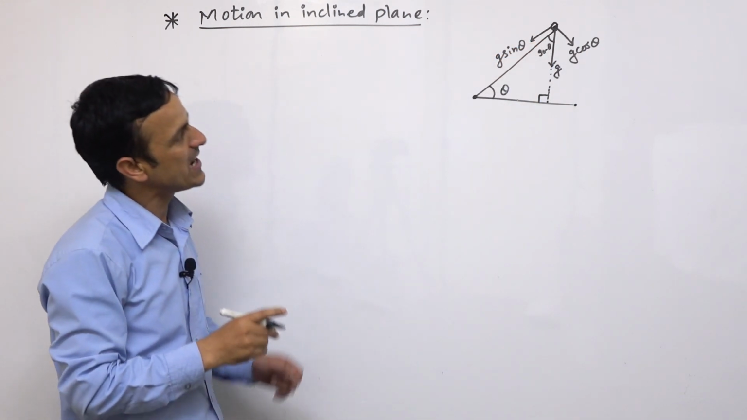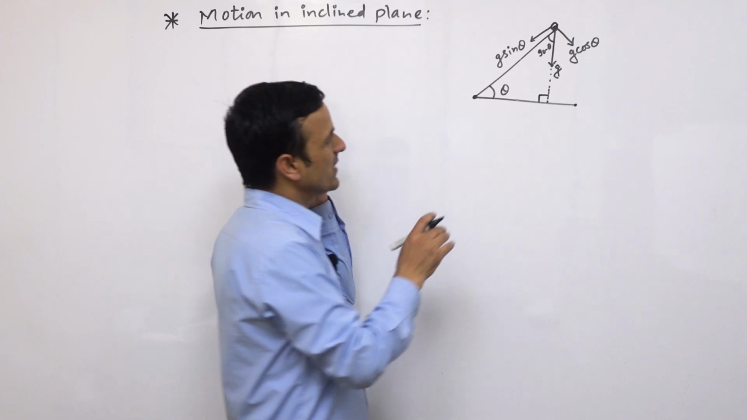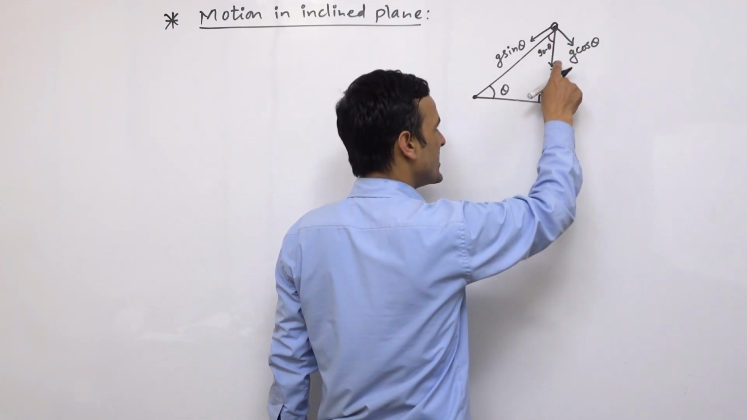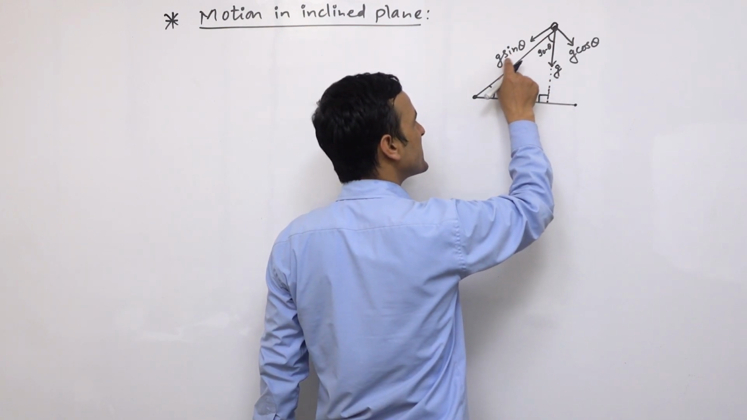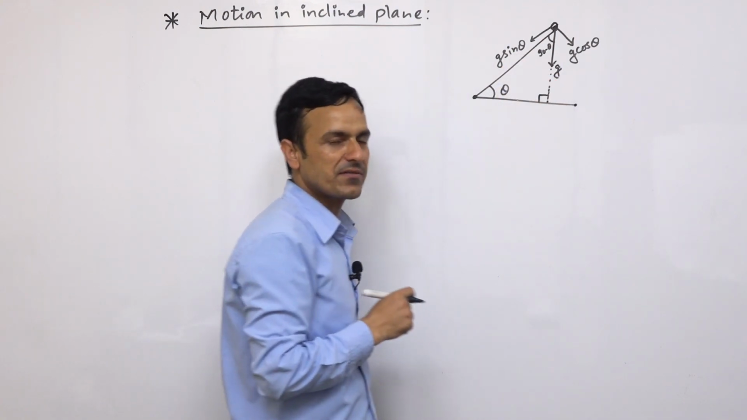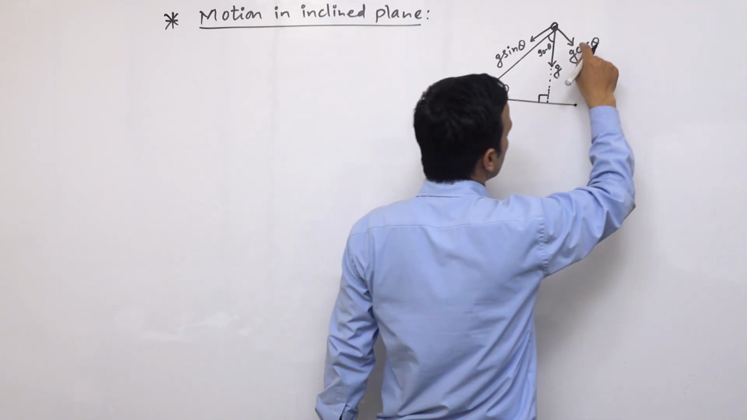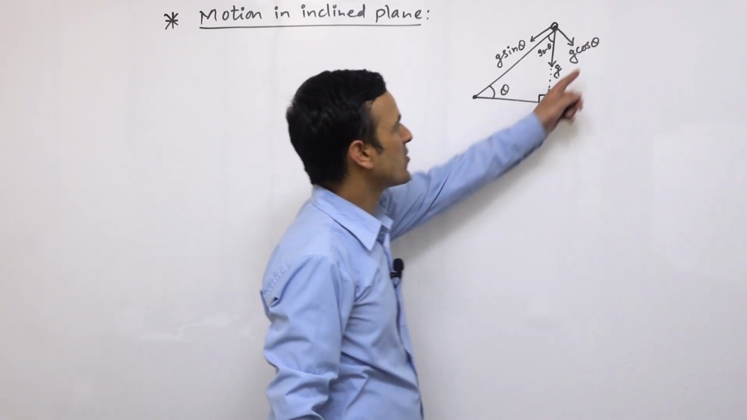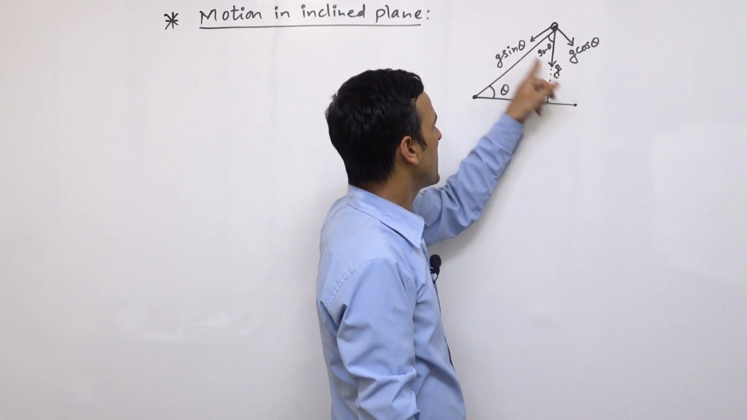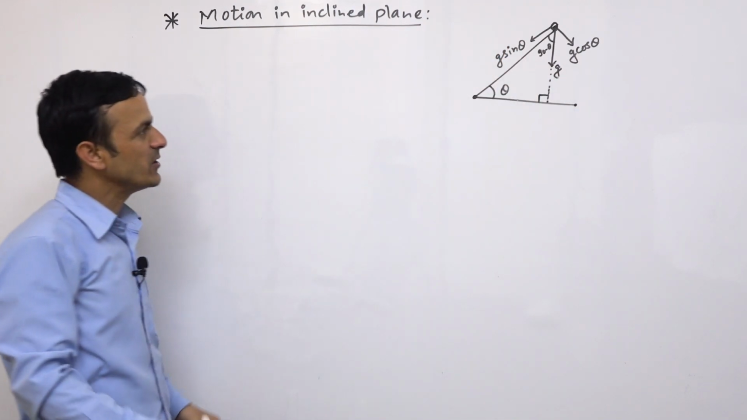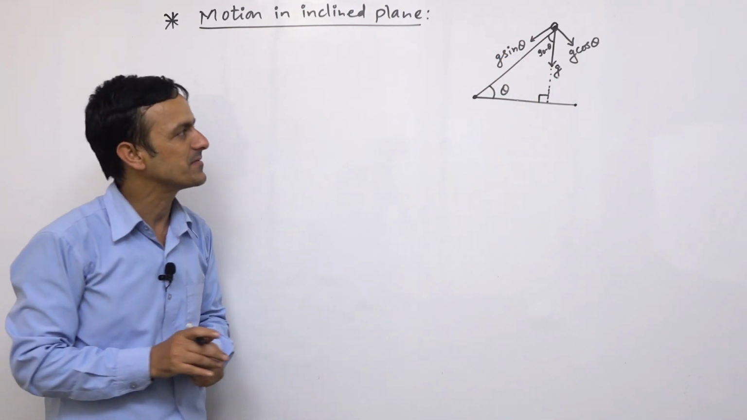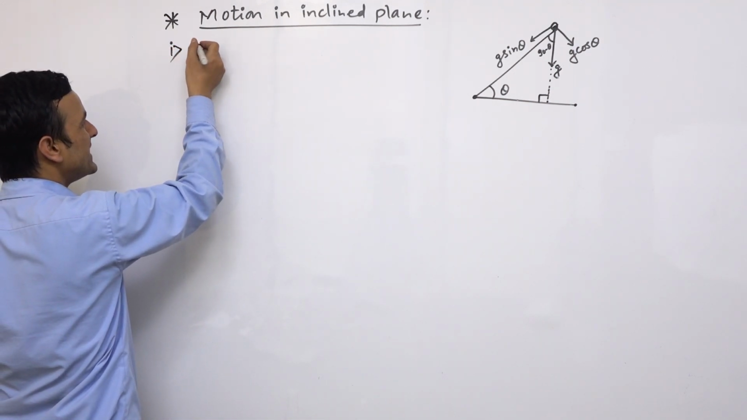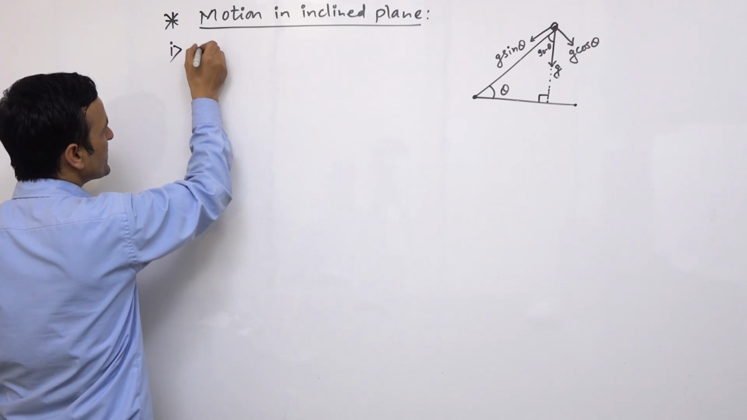So in this way we can resolve the acceleration due to gravity into two parts. If it is gravity, then its one part is g sine theta. That is one part of gravity, and if we resolve the other part, then it will be g cos theta. One is along the base and one is along the perpendicular. So in this way we can resolve g, the acceleration due to gravity, into two parts. So let's see the two parts.